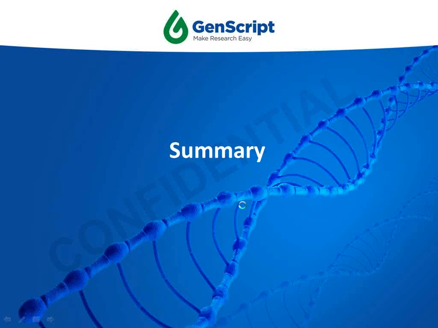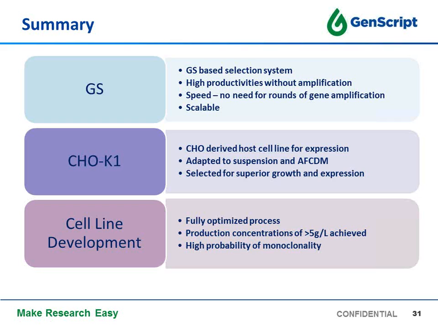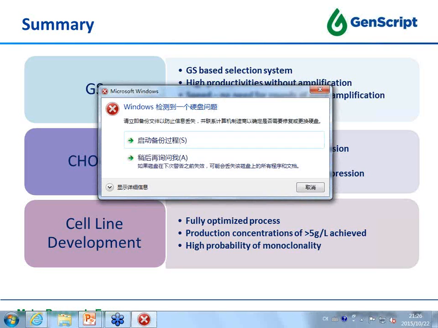So finally, to summarize, our CHO-GS cell line uses a very robust expression vector technology and selection via the glutamine metabolism to provide rapid development of high-yielding and stable mammalian cell lines. And the process is highly scalable. Our cell lines are CHO-derived and adapted to suspension growth in animal-free and chemically defined medium. And they have been selected for superior growth and expression. Using this tool, we have developed a fully optimized cell line development process that can give you very high production with a high probability of monoclonality.